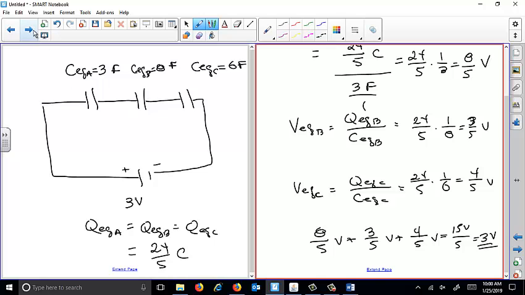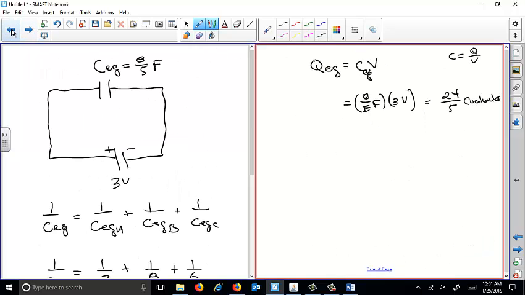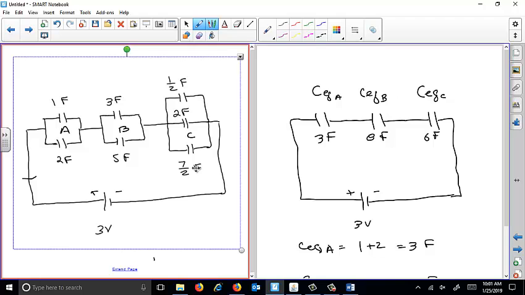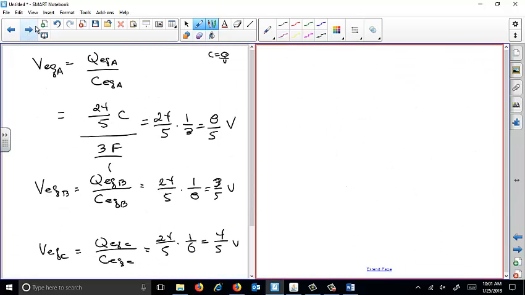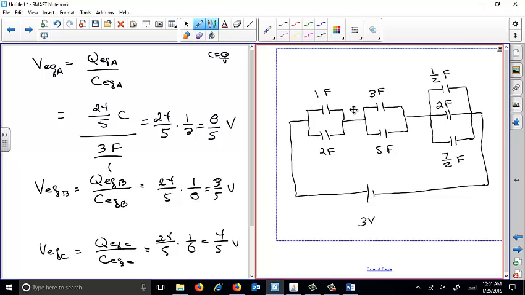So let's add a page. Now we go back to the original layout. Maybe I'll just steal that instead of having to redo it. So I'm going to take my original circuit here. What happens at this point is that these voltages that I calculated, so I have equivalent voltage A equal to 8/5 volts. I have that voltage across both of the capacitors. Then equivalent capacitance B has 3/5 volts. And then the voltage across these 3 is going to be 4/5 volts.